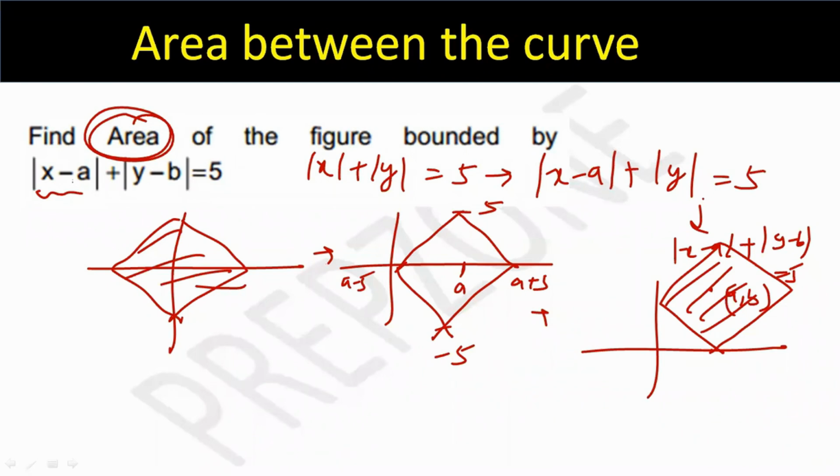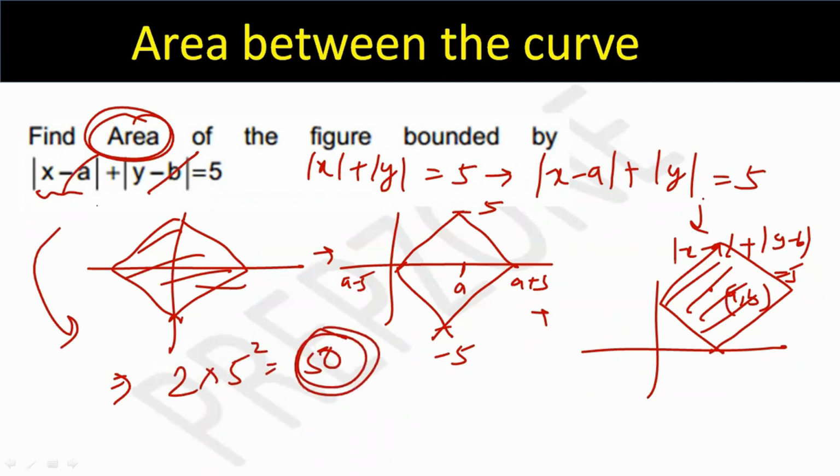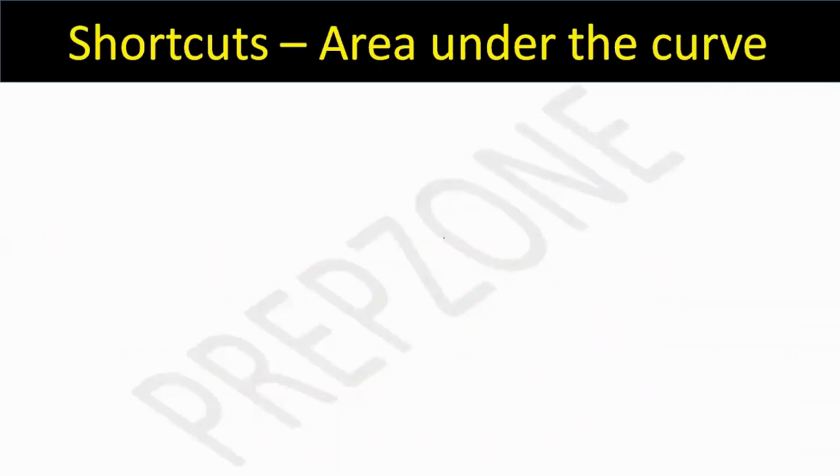So whenever you see such a question, you can remove minus a, you can remove minus b, and the area will be simply 2k square. 2 into 5 square equals to 50. So it was a one-liner problem. If you could have visualized that this is just shifting the graph, the area will remain the same and the area has to be 50.